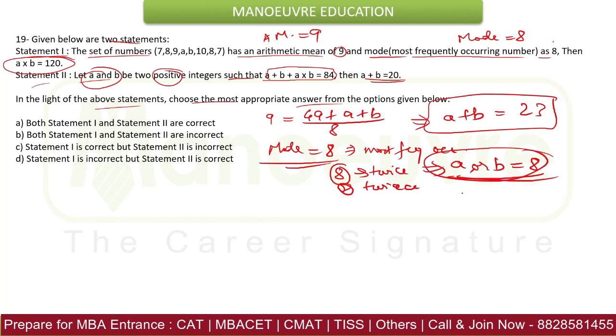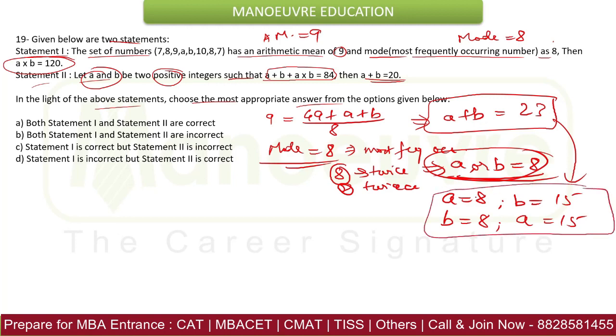So if A is equal to 8, then using this equation, B becomes 15. Or if B becomes 8, then A becomes 15. So these are the two possibilities. So whatever will be the value of A or B, 8 into 15 will always be 120. So yes, statement 1 is correct over here.